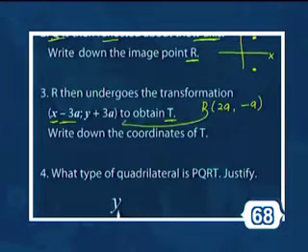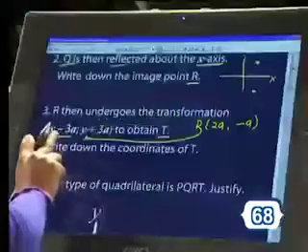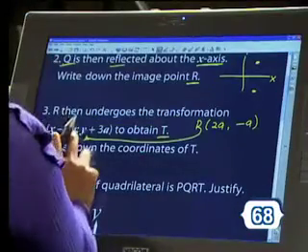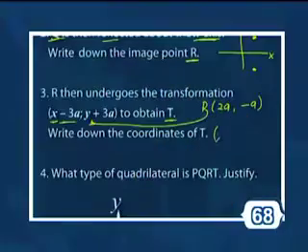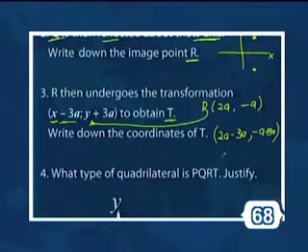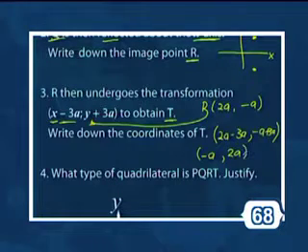So if R undergoes this transformation, from the x value we need to take away 3a. To get the coordinates of T, I'm going to say the x value minus 3a, and to the y value I'm going to add 3a. So this becomes 2a minus 3a, which is minus a, and then the y value, minus a plus 3a, is going to be 2a. So the coordinates of T will be (−a, 2a).